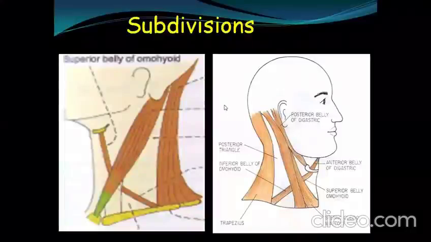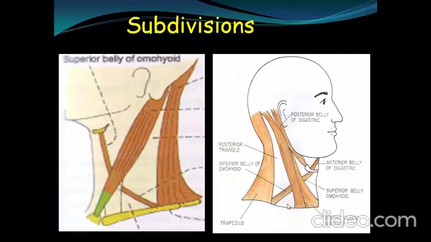So next is the subdivisions of the posterior triangle. The inferior belly of the omohyoid divides the entire posterior triangle into an upper occipital triangle and a lower supraclavicular triangle.